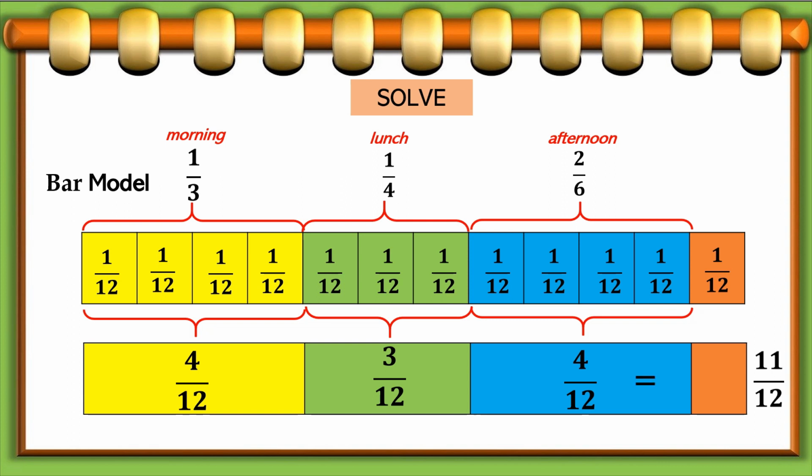Now, since they are similar fractions, we can now add the numerators. 4 plus 3 plus 4 is equal to 11, and copy the common denominator 12. So the answer is 11/12. Micaela sold 11/12 of the cassava cake.